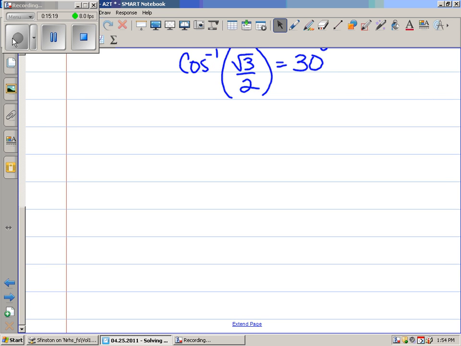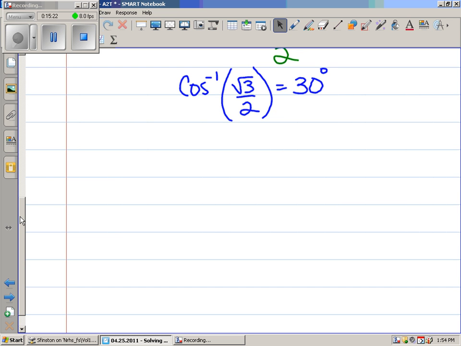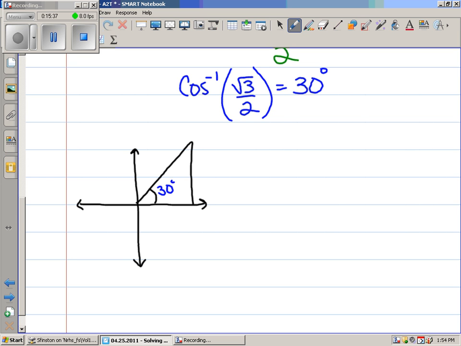Is that the only answer? No way. Absolutely not. Nonsense. Only answer. It's ridiculous. Right? Here's one of our answers. Cosine is positive. Where does the other triangle lie? In which quadrant is cosine also positive? 4.